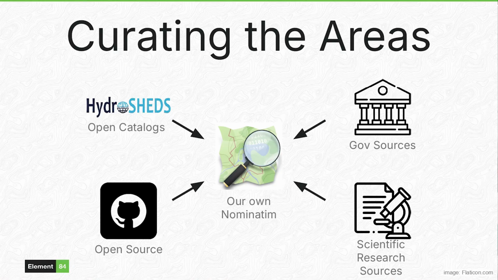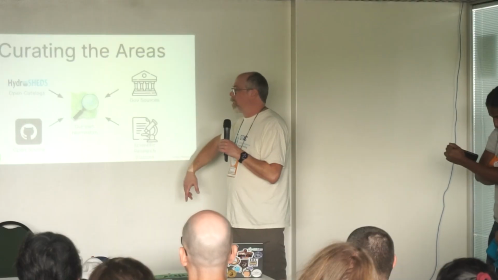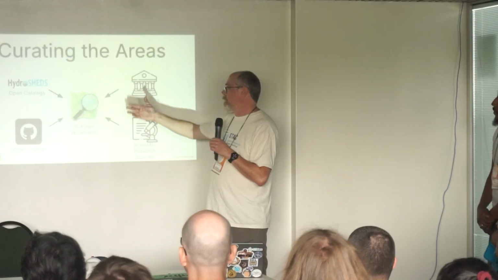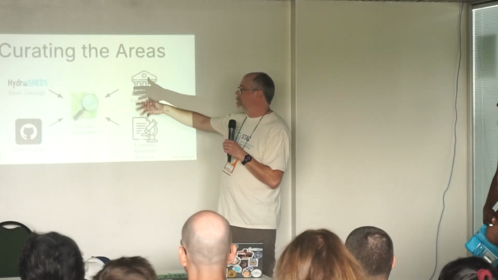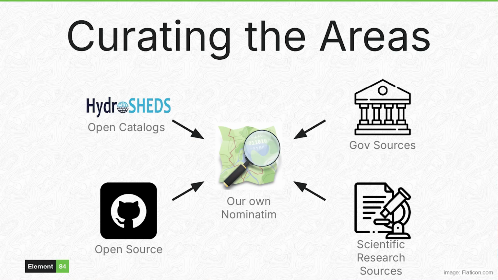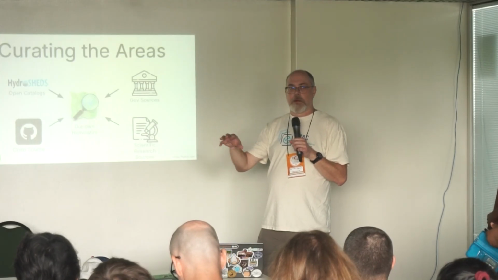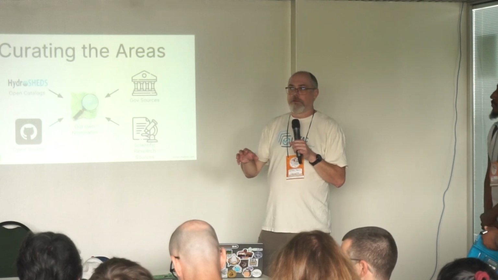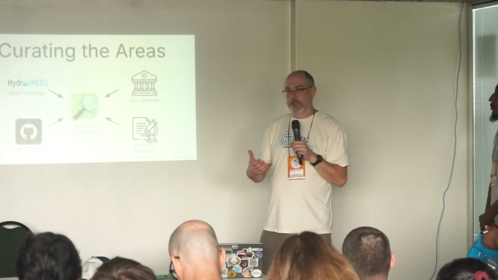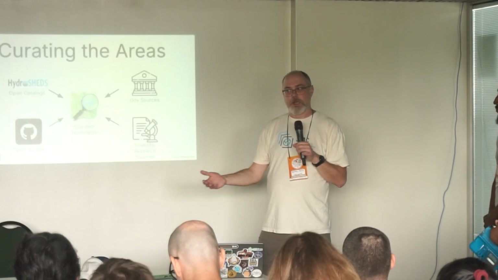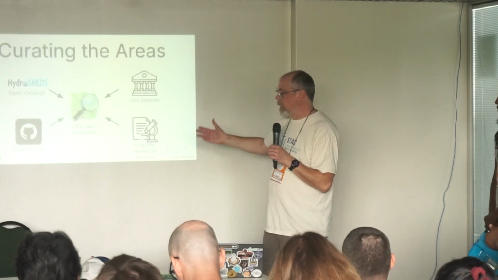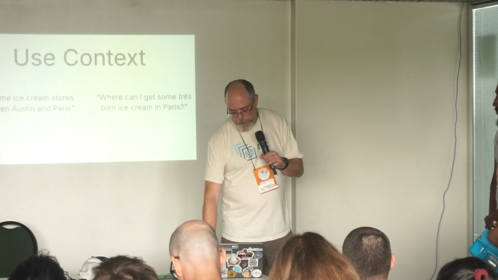So what can we do about this? Well, we can curate our areas, right? We can create our own Nominatim API. Maybe we can put in some watershed boundaries. We could put in sources, some government sources or our own data, and actually curate it so that the areas within our geocoding API are the areas that we are most interested in. Of course, this is most useful for more specific applications and not general applications, but this would be one option.